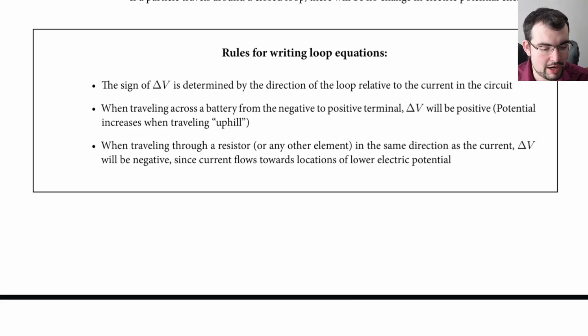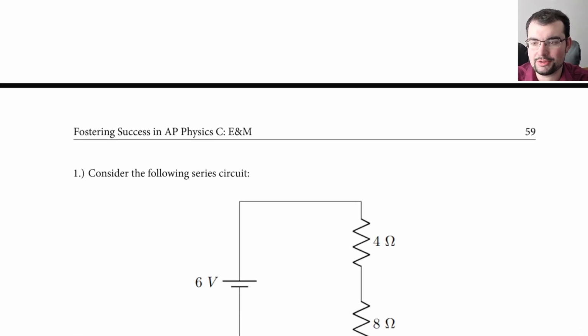So we're going to agree to write loop equations as follows. The sign of delta V is determined by the direction you're traveling in the loop relative to current. So if you go through a battery from minus to plus, which is usually how we go, that's going to be a positive delta V because you're gaining height. But if you travel through a resistor in the direction of current, that's going to be a drop in voltage. And if for some reason you go against the current through a resistor, that would be a gain. That shows up in very rare cases with multiple batteries.